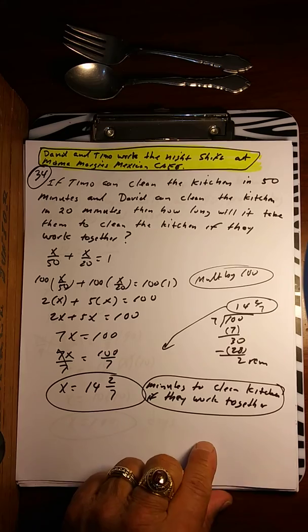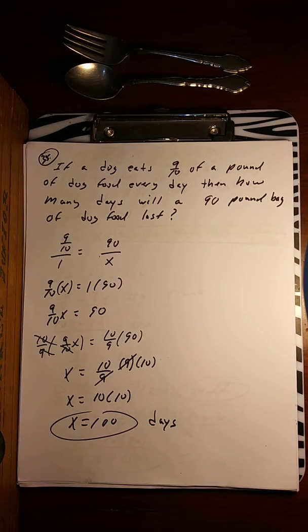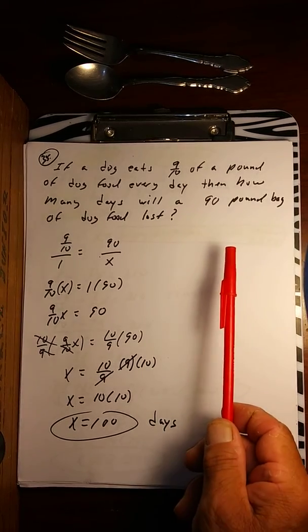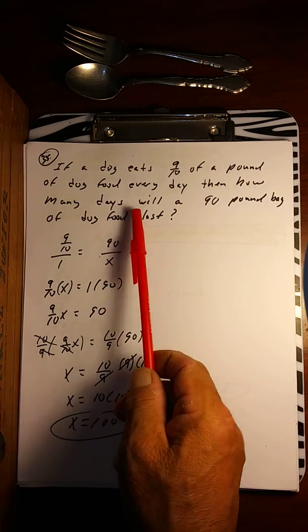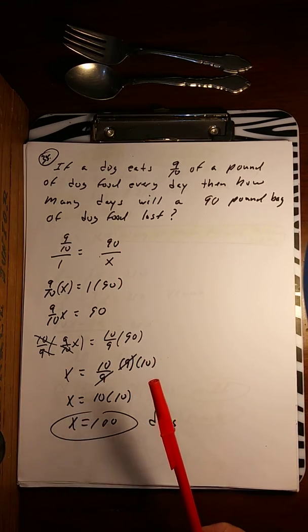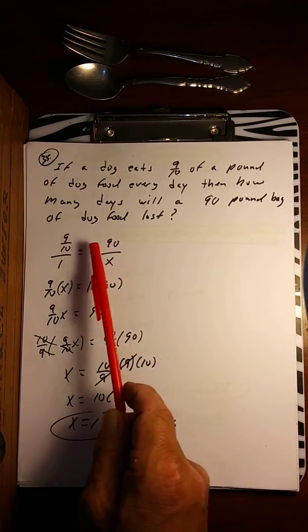Timo and David, the night shift at Mama Margie's Mexican Cafe. The dog eats 9/10 of a pound of food every day. Then how many days will a 90-pound bag of dog food last? If a dog eats 9/10 of a pound of dog food every day, then how many days will a 90-pound bag of dog food last?